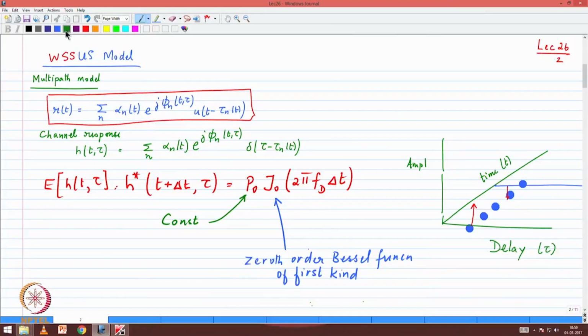If we were to look at the time autocorrelation of the complex channel h(t, tau) times h conjugate (t plus delta t, tau). Notice I am using the same value of tau, assuming that there is no time dispersion, all of the multipath components are arriving at the delay tau. We showed that this is a constant times the zeroth order Bessel function. The argument of the Bessel function is very important for us: 2 pi fd times delta t.